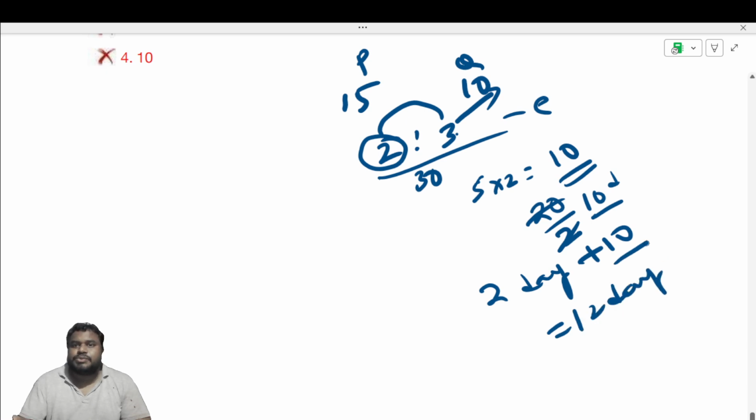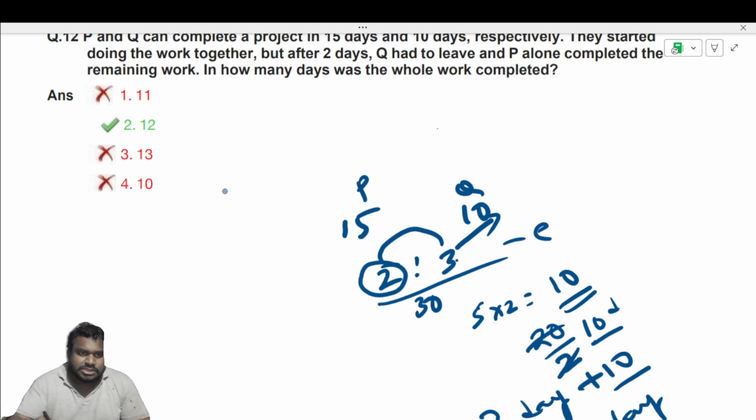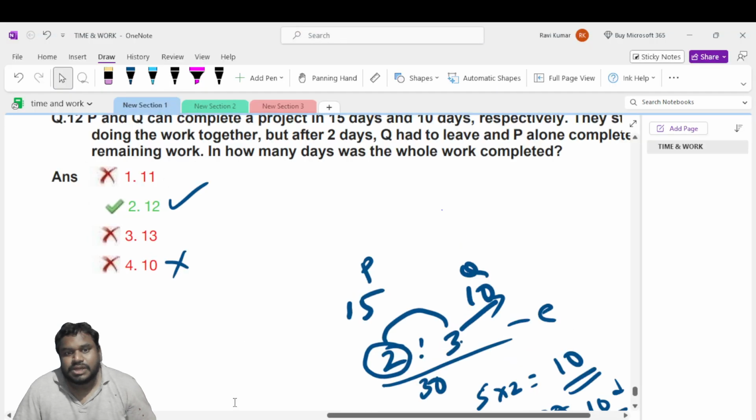So you should not put 10 days. This is not the option. Sometimes you get confused and put it as an option, but you should add those 2 days of work when they worked together also, to conclude.